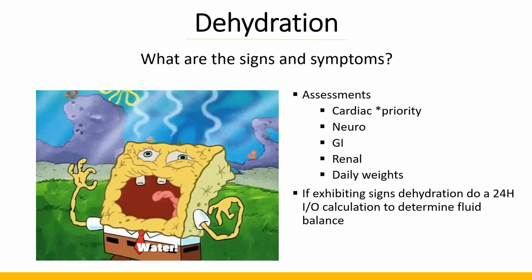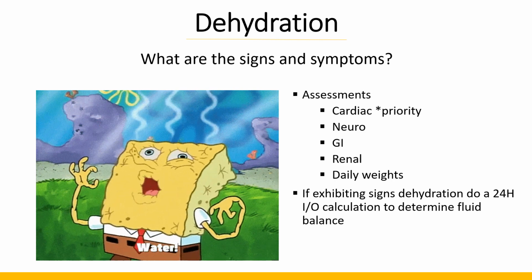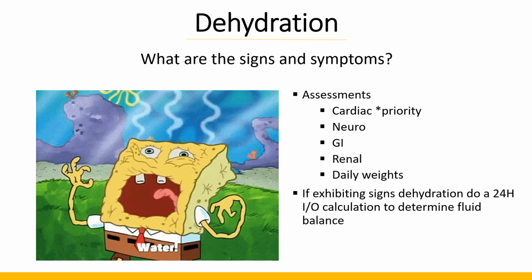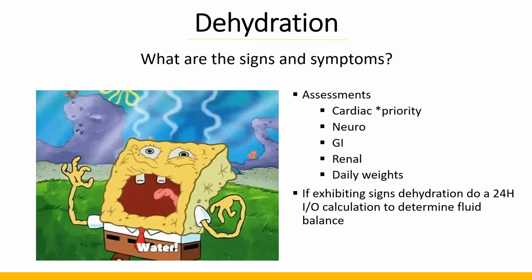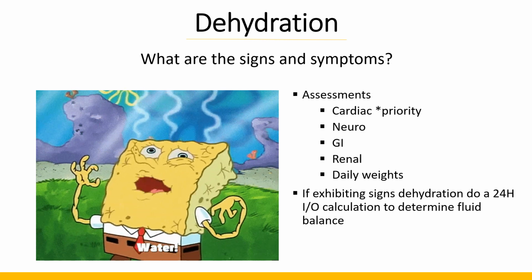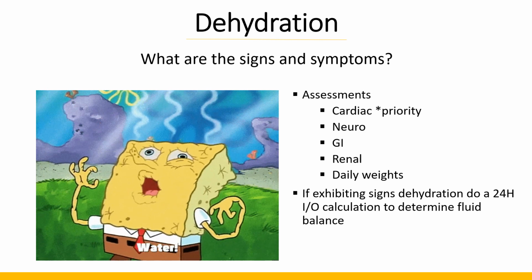Assessments. Which assessment is priority? Cardiac, but why? Dehydration places a patient at risk for cardiac issues related to electrolyte loss. So cardiac is priority, but we also need to do a thorough neuro, GI, GU, and renal assessment.